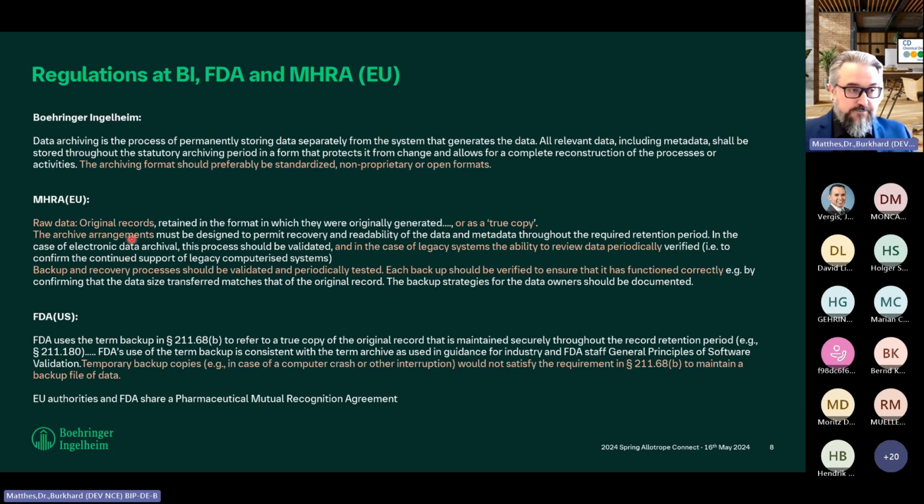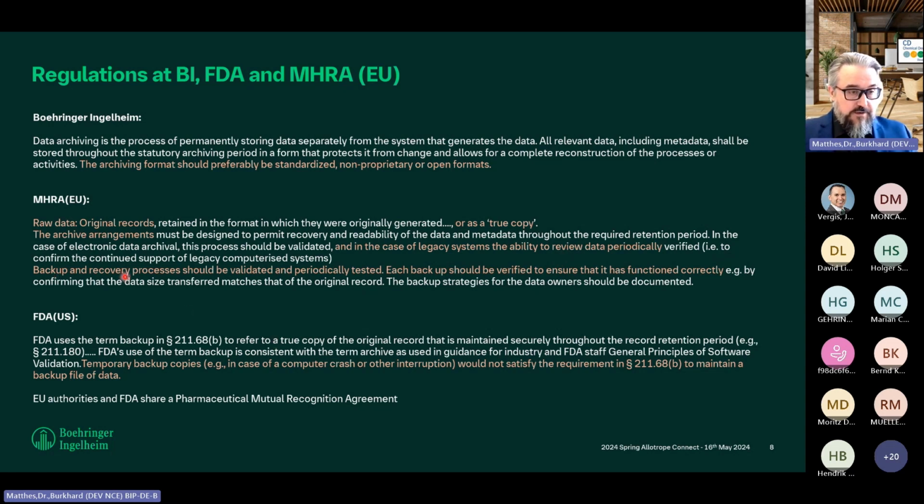Data archive arrangements must be designed to permit recoverability and readability, and in case of legacy systems, the ability to review data periodically. This ability to review is one of our major concerns here for legacy systems, because we don't need to just take our data in a vendor-specific file format and put it into an archive for 30 years and let it stay there. We have to review this periodically, and review means we have to dig into that electronic raw data. We have to use the original vendor application to open that raw data and check periodically if it is still possible to review this data over 30 years.